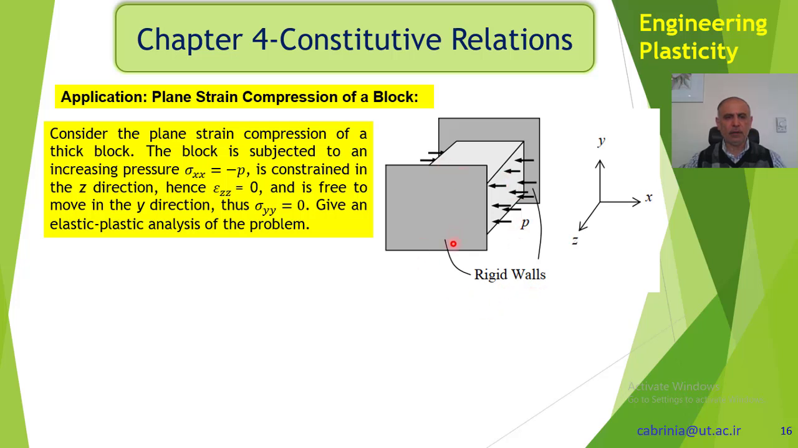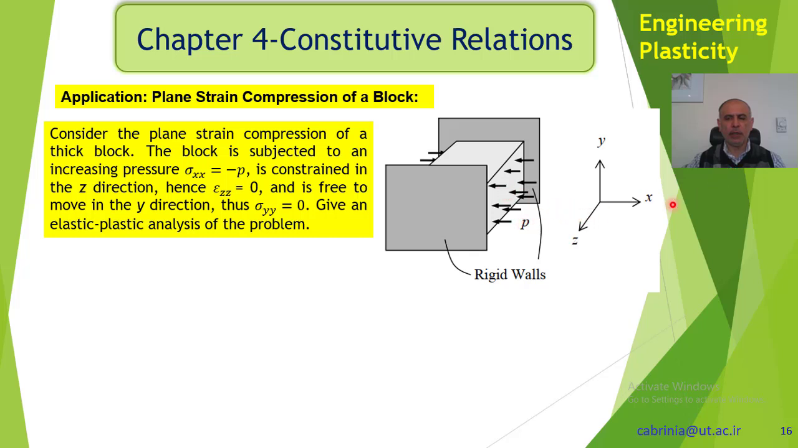So how is it that it's under plane strain compression? First of all, it's subjected to an increasing pressure sigma xx equal to minus p. So p is the pressure on the sides, and it's increasing from 0 upwards. Because it's compression, it is shown by a negative sign. We have these rigid walls here, so that the block cannot move in the lengthwise direction. In fact, x, y, z are in these orientations.